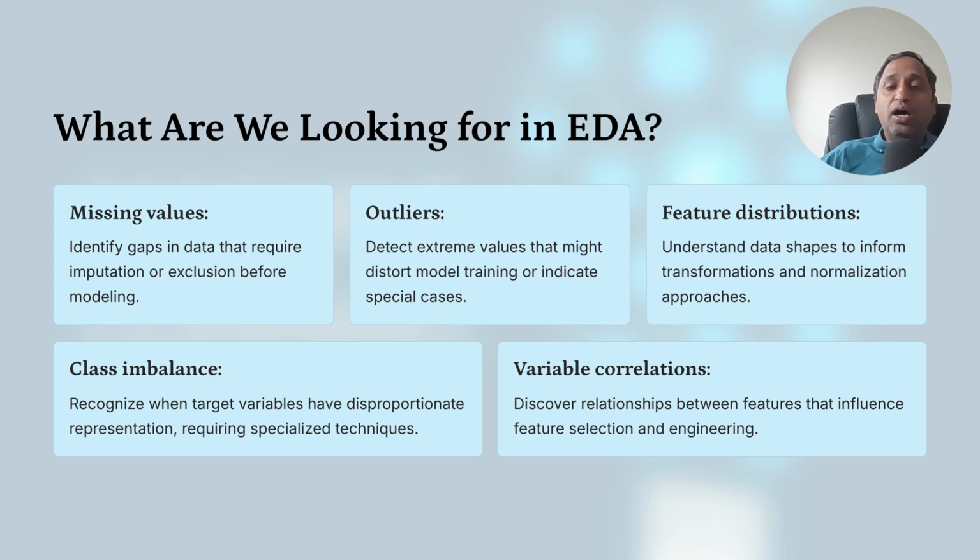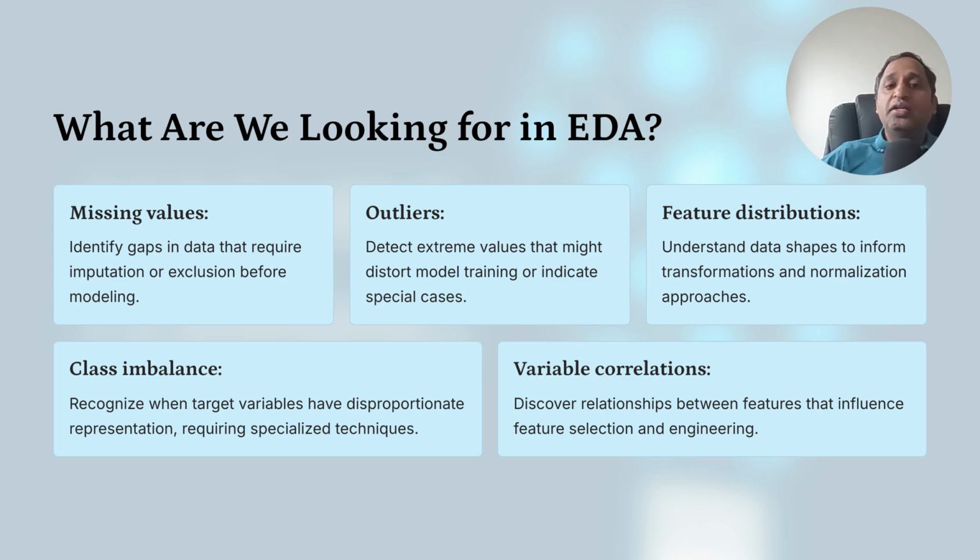Now we look at outliers, extreme values that don't fit the general pattern. These might be legitimate, like a VIP customer with very high usage, or there could be some errors like a $10,000 phone bill. Either way, we need to detect them and decide how to handle them. Then we study the distribution of the features. Is the data skewed? Is it normally distributed? Understanding this helps us decide if we need to normalize or apply transformations before training a model.